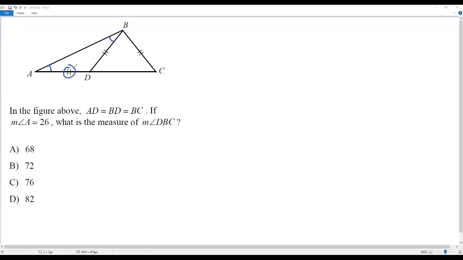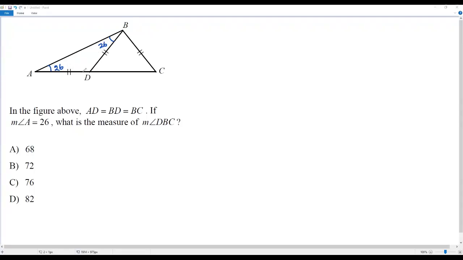Actually, the sides AD and BD are equal in length. So the angle measure A and angle measure B must be equal, because they are opposite to the sides of the triangle which are equal in length. Already we know the measure of angle A, which is 26. Then what is the measure of angle B? That one also must be 26, because they are opposite to the sides of equal length.